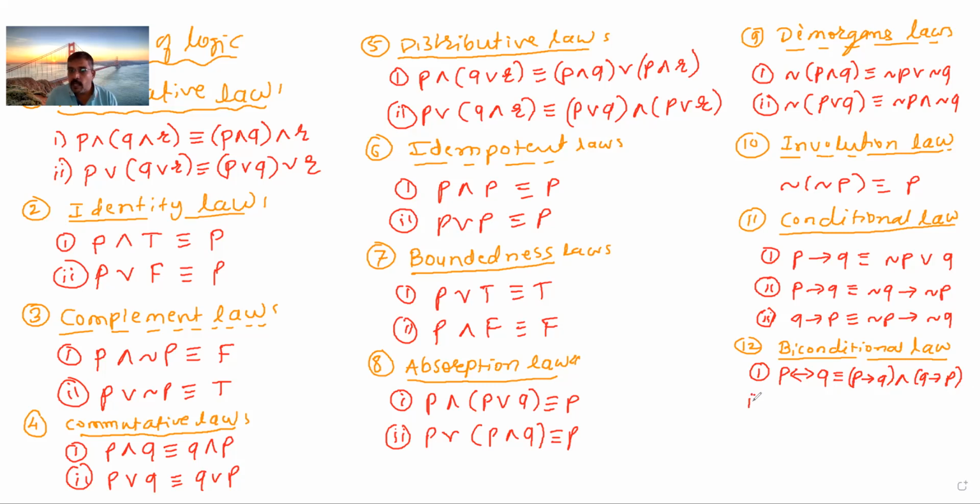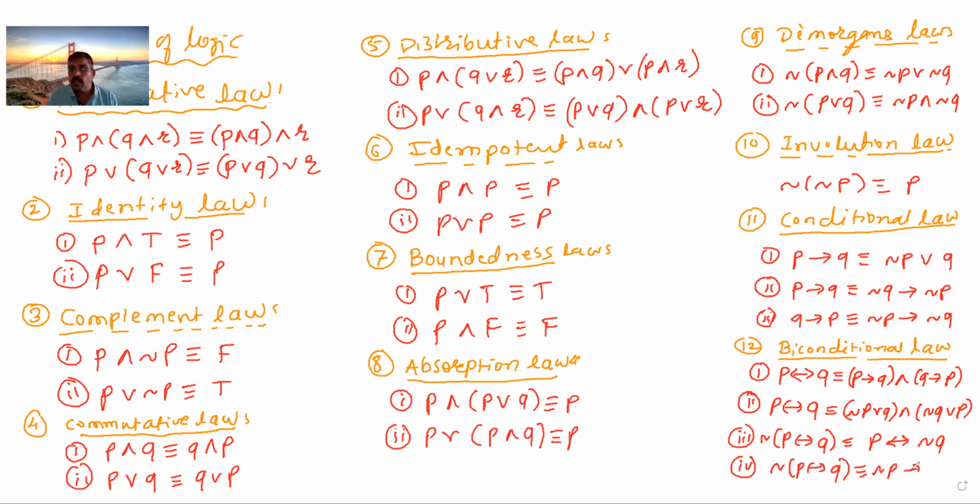The same we can write with the help of conjunction. Using the above conditional law, P implication Q like this, here we can use negation P or Q and negation Q or P. This is by the conditional law. It is useful for you to solve multiple choice questions to identify the equivalent statement. Number three, again I am giving you only for solving multiple choice questions: negation of P double implication Q is logically equivalent to P double implication negation Q. We can check this again. Number four, negation of P double implication Q is negation P logically equivalent to Q.